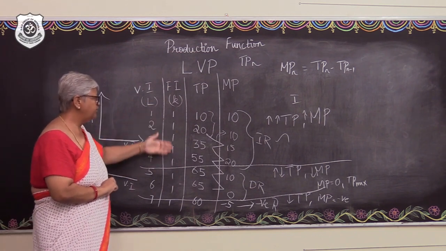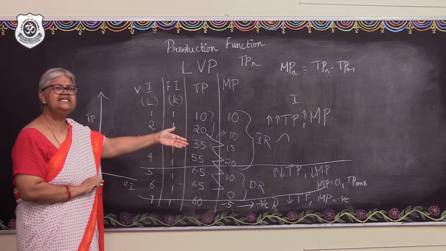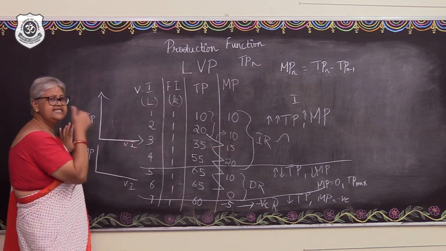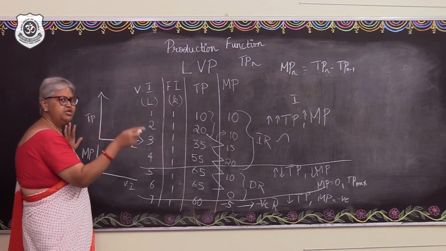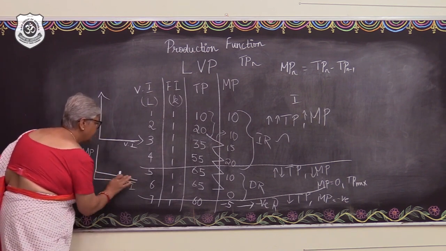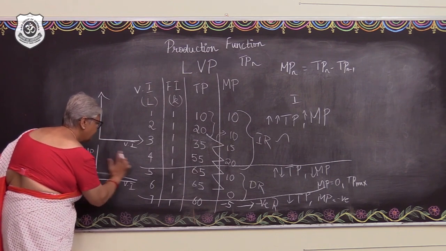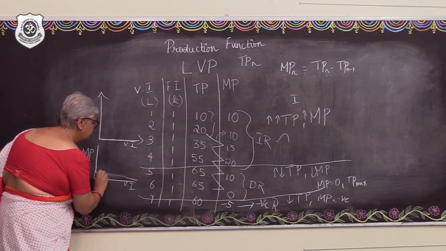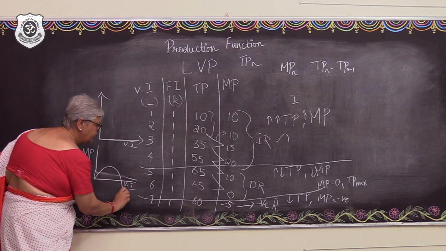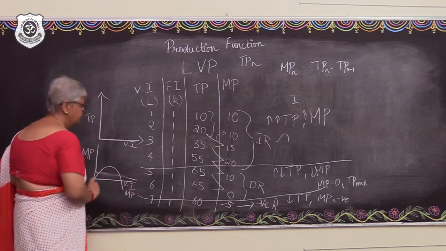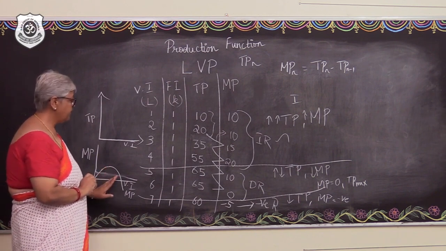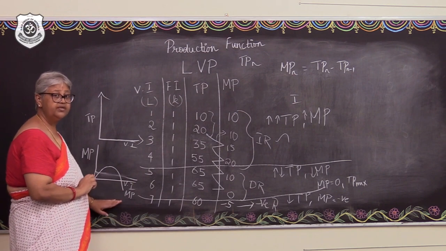So even as we look at it, what do you understand? The total product is increasing at an increasing rate. And what about the marginal product? Marginal product is increasing and then it falls, becomes 0 and then becomes negative. So what I would suggest is you can take up the marginal product first, and that's going to be easy. It increases, it falls, becomes 0, and goes on to the negative quadrant. That could be your marginal product.